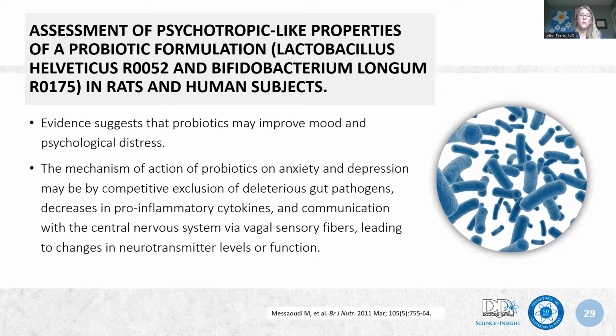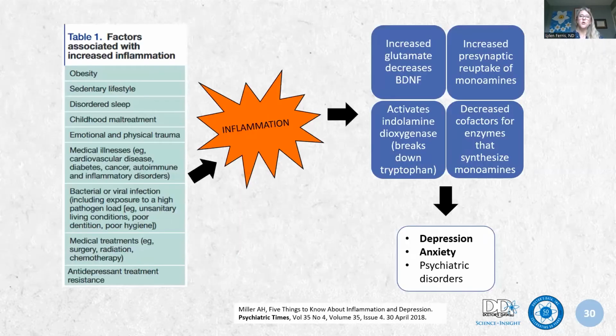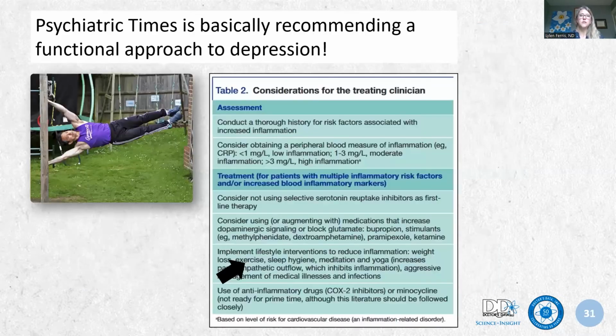And the authors proposed three potential mechanisms: competitive exclusion of deleterious gut pathogens, decreases in pro-inflammatory cytokines, and communication with the CNS via vagal sensory fibers. So all of these proposed mechanisms can affect neurotransmitter secretion. Not every depressed person is inflamed, but inflammation is a common avenue to depression that should be considered when trying to determine the root cause of neurotransmitter imbalances.